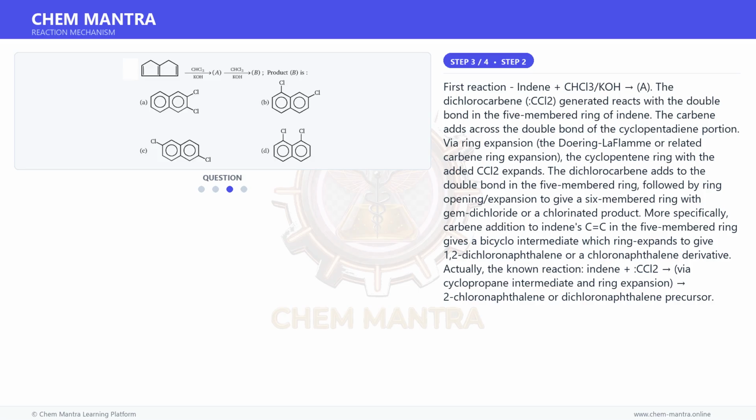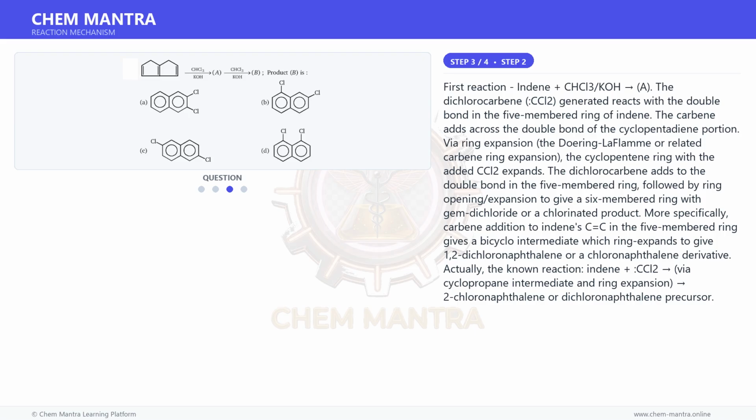First reaction, indene plus CHCl3/KOH, A. The dichlorocarbene CCl2 generated reacts with the double bond in the 5-membered ring of indene. The carbene adds across the double bond of the cyclopentadiene portion. Via ring expansion, the cyclopentene ring with the added CCl2 expands. The dichlorocarbene adds to the double bond in the 5-membered ring, followed by ring expansion to give a 6-membered ring with gem-dichloride or a chlorinated product.